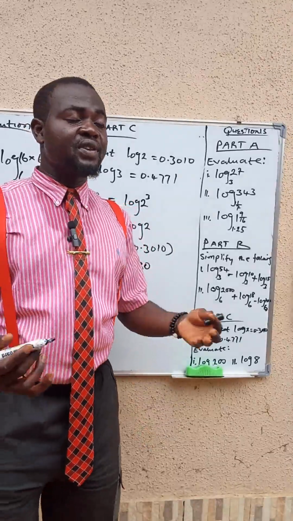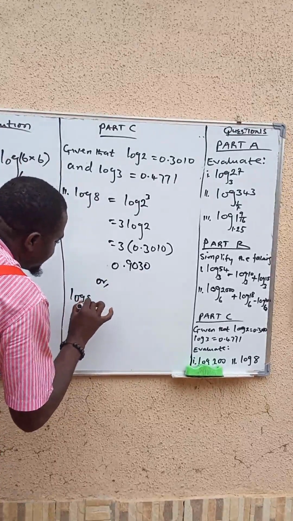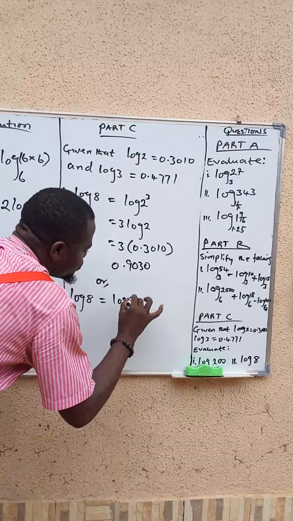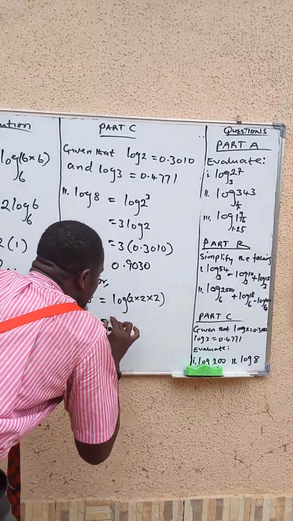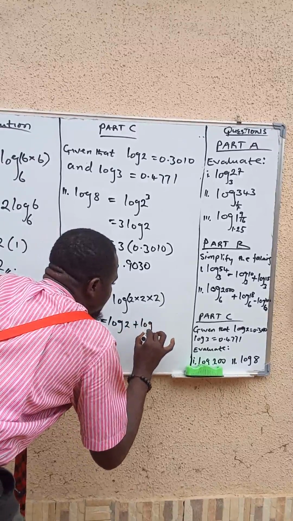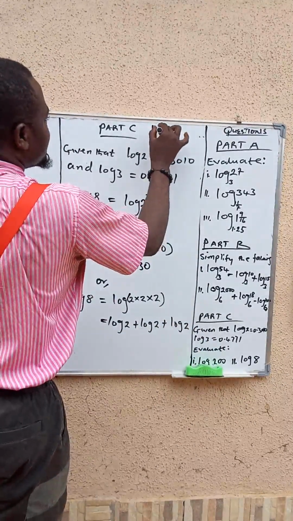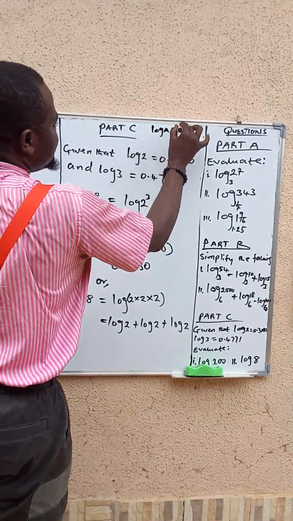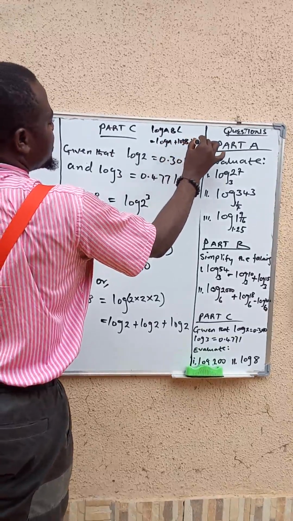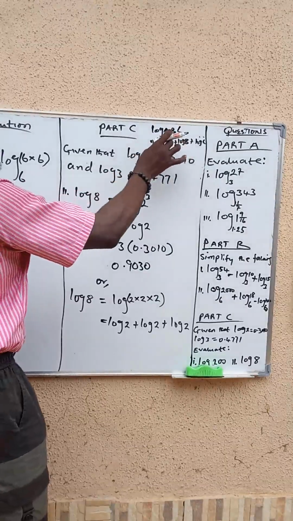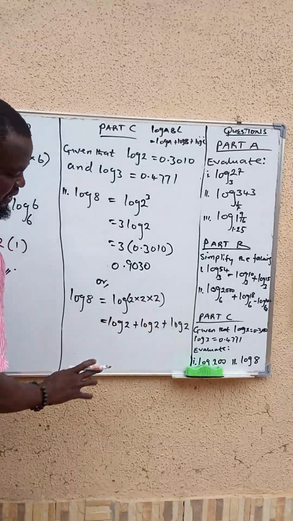But you can still do it in another way around in case you want your work to be big, if it's theory. Log 8 will be equal to log 2 times 2 times 2, right? This is the same as log 2 plus log 2 plus log 2, because we said that log ABC is the same thing as log A plus log B plus log C. When you have products, you add them. So this is what we did here.